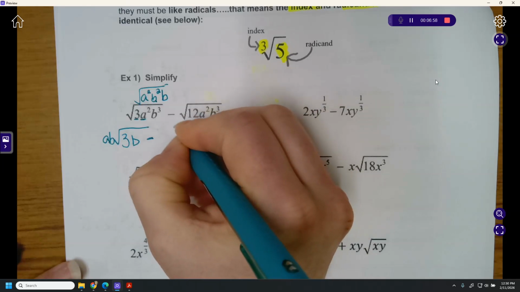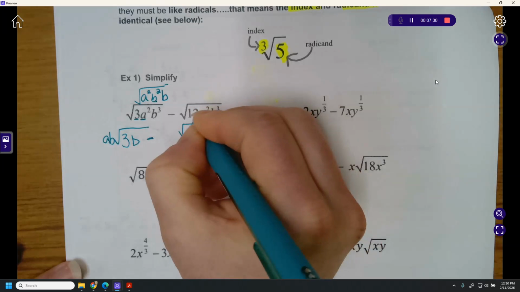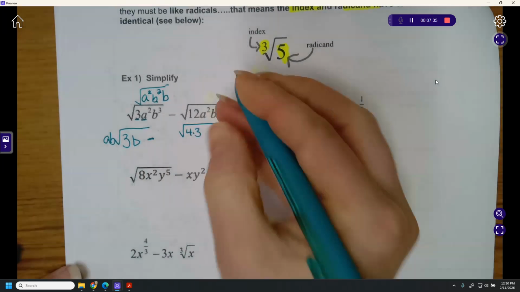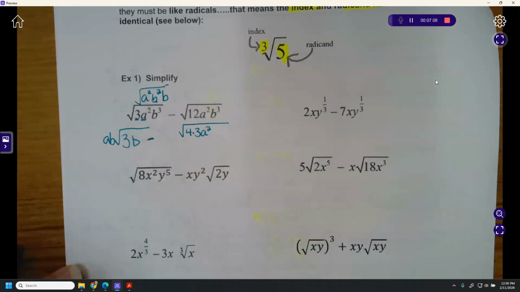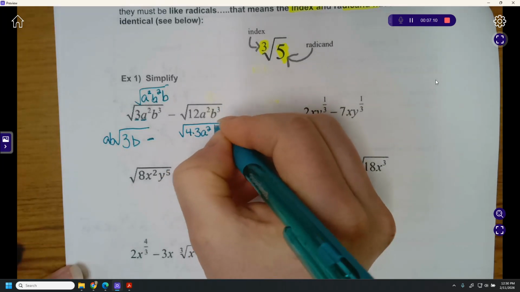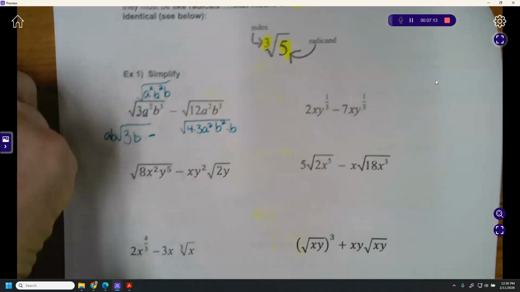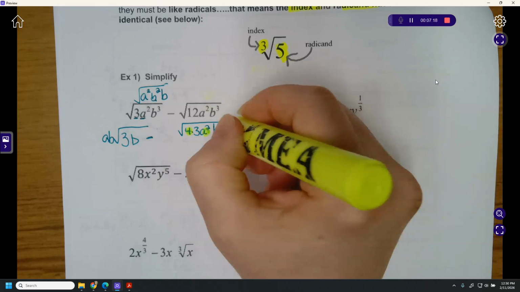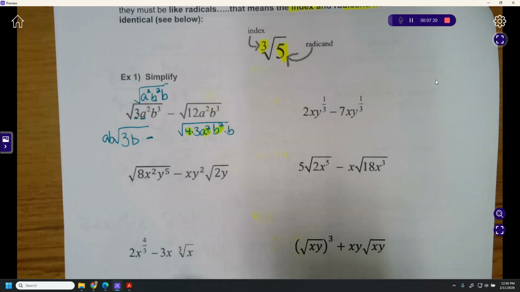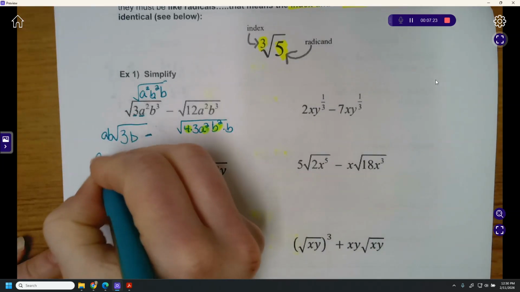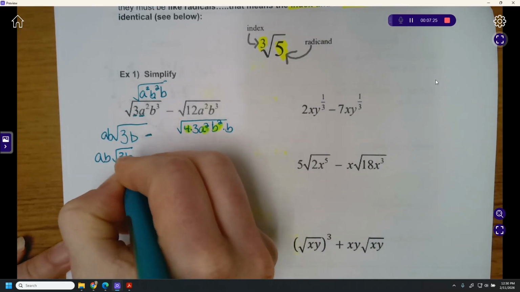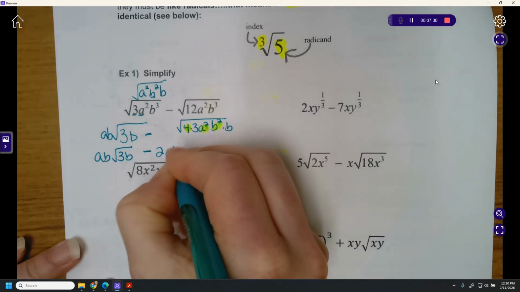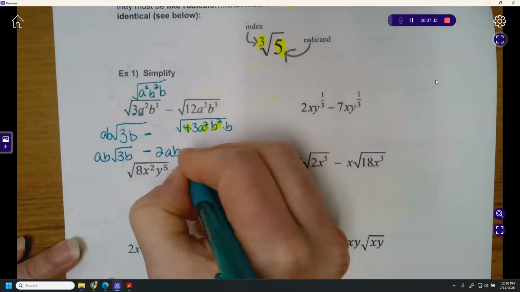I'll rewrite this one. On this one, I'm going to rewrite 12 as 4 times 3 because 12 has a perfect square that goes in it. I am going to be able to take out the a squared, and I'm going to rewrite this as b squared times b. So I am going to be able to take a 4, an a squared, and a b squared out. So from over here, I had ab times root 3b. Now over here, I have 2ab, and underneath is the square root of 3b.